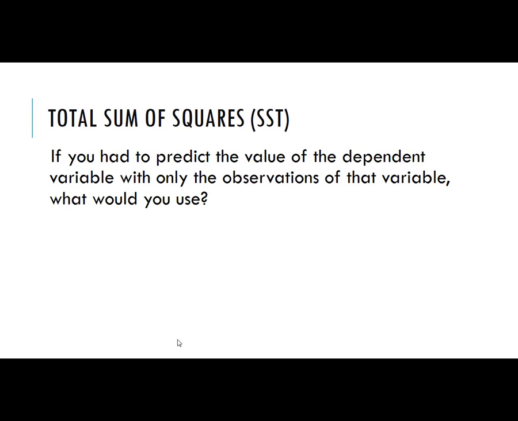So SSE is one part of what we're interested in. The next is also the total sums of squares. Here we say if we had to predict the value of the dependent variable, height in feet, for a building, with only the observations of that variable, that means we didn't have the number of stories or all those other variables, so we just had the year it was built and the height of a bunch of buildings. What would you use? Well, it might make sense to just use the average, or y bar, the sample mean of the height.